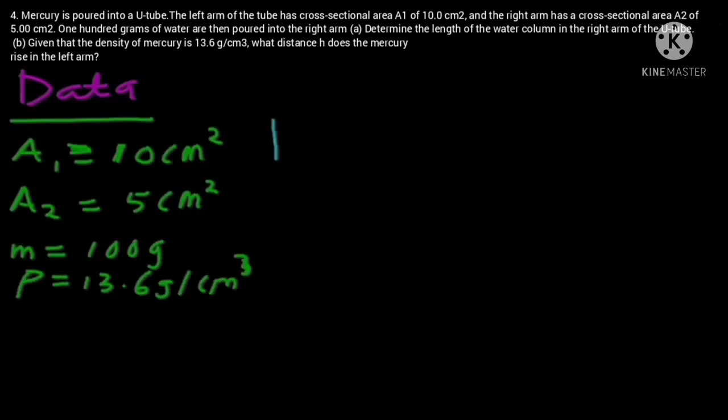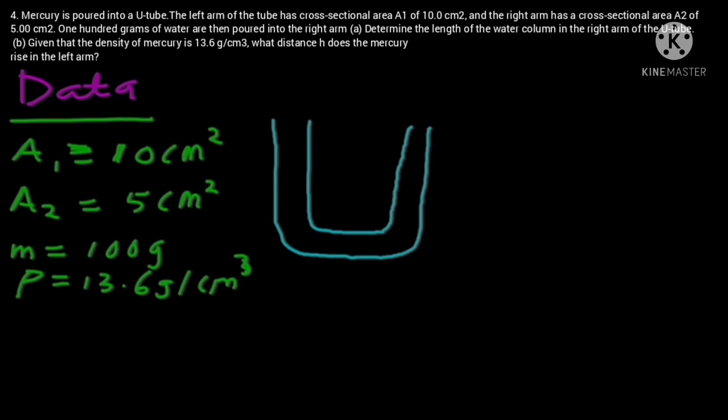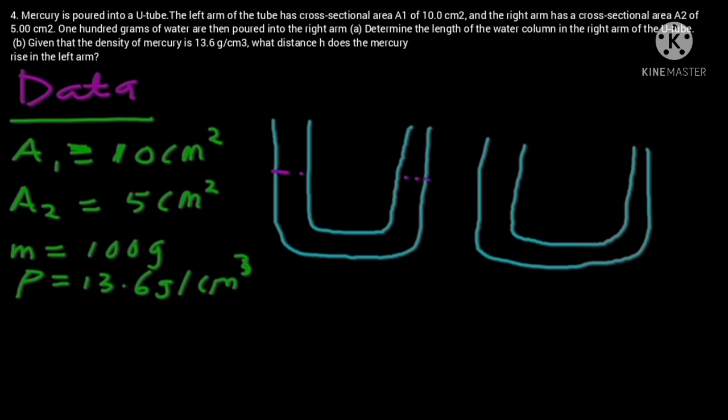For our third question, let us draw the diagrams of the U-tube before water was poured in and afterward. On our left hand side, we've got the data, and we've been told to determine the length of the water column in the right hand of the U-tube. When you look at the first diagram, the dotted line represents the level of mercury before water was poured in. And in the second diagram, the outlined lines represent the level of mercury after water was poured in. So that represents the height of water column. So that's the length of the water column.